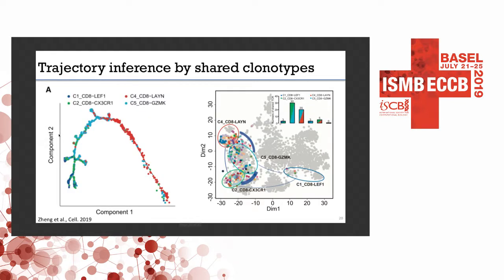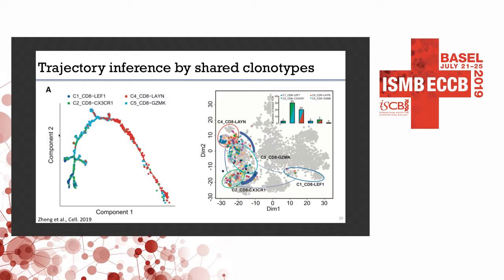So this gets back to the idea of trajectory inference by shared clonotypes. Here in this paper, they actually have these 4 different types of T cells. And if you think about it starting in this direction over here and then going in this direction, this is how they ordered the cells based on the gene expression, just like I talked about in the last section. So this has nothing actually to do with TCRs yet. This is just based on gene expression.